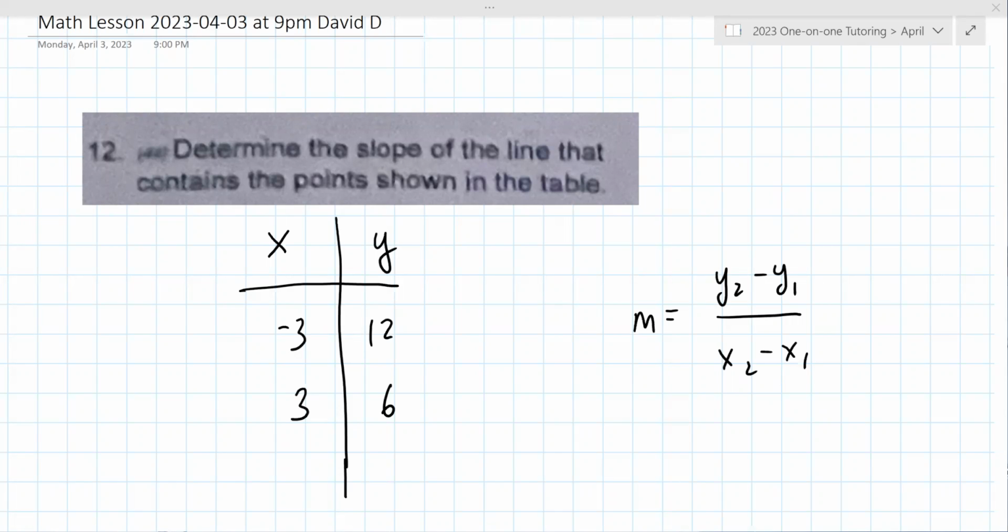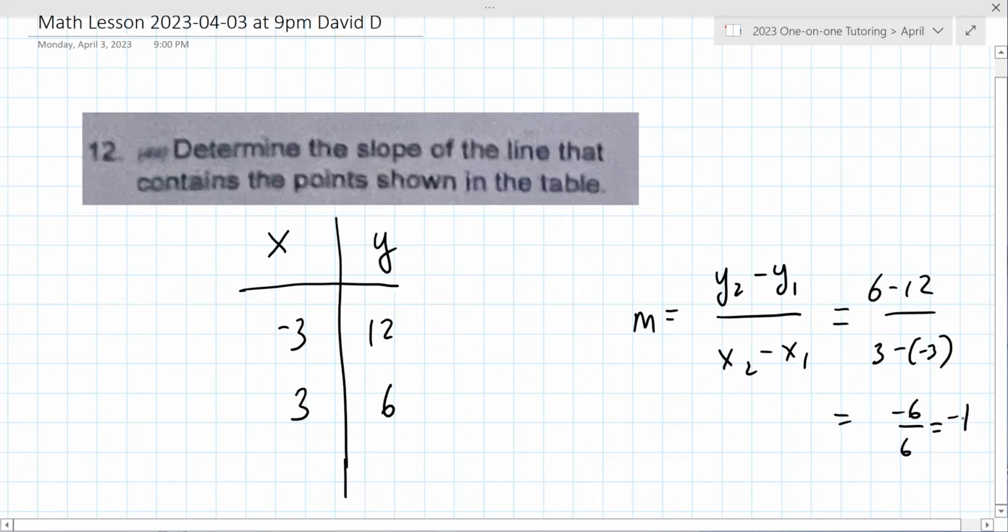So -6/6, which would be -1. Yes. Very good. You got to remember the formula. Do you get a reference sheet or note card or anything on the test? Yeah. Oh, you do? Okay. This would be good to go on there.